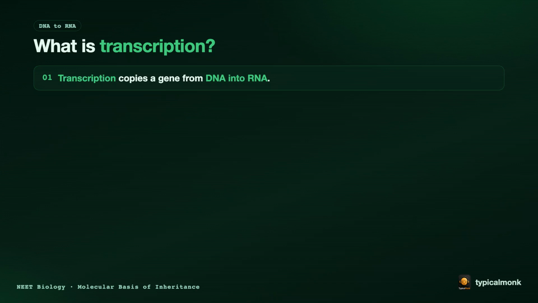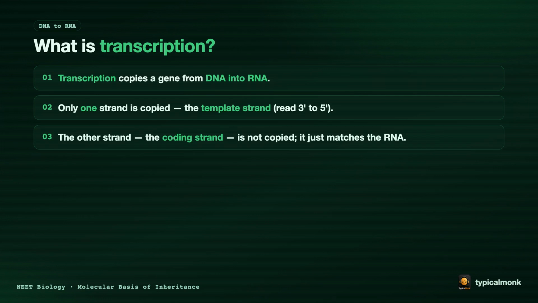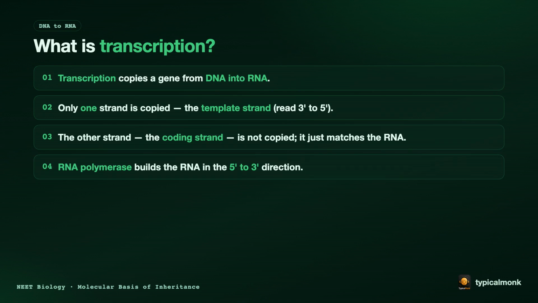First, what transcription is. Transcription copies a gene from DNA into RNA. Only one strand is copied. The template strand read 3' to 5'. The other strand, the coding strand, is not copied. It simply matches the RNA. RNA polymerase builds the RNA in the 5' to 3' direction.